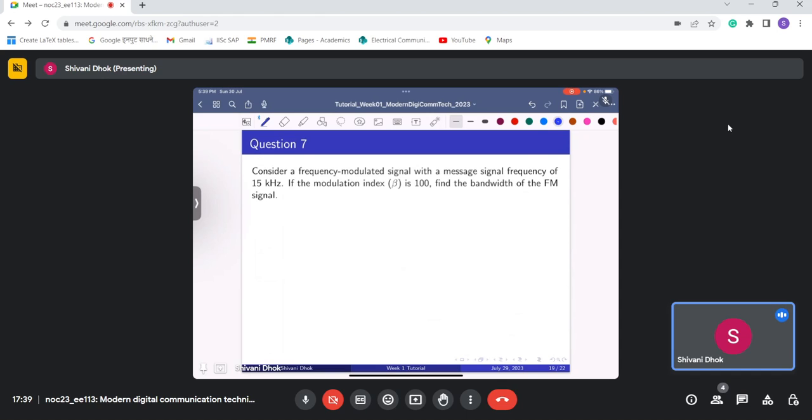What we are given here is we need to consider a frequency modulated signal with message signal frequency of 15 kilohertz. So Fm is 15 kilohertz and the modulation index beta is given as 100. What we need to do is find the bandwidth of the FM signal, and this is given by 2 times Fm plus delta F, and this is the classical Carson's rule.